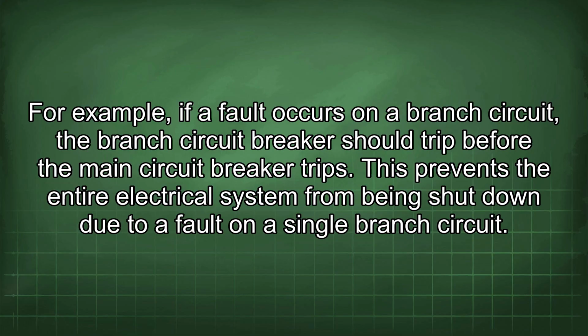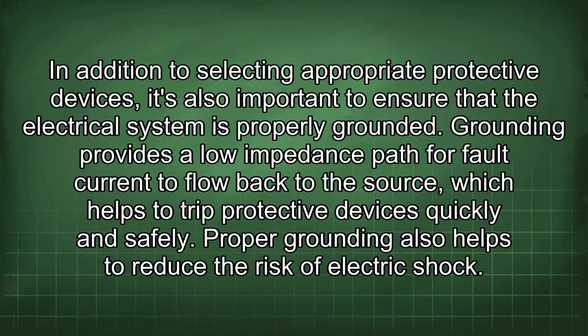This prevents the entire electrical system from being shut down due to a fault on a single branch circuit. In addition to selecting appropriate protective devices, it's also important to ensure that the electrical system is properly grounded. Grounding provides a low impedance path for fault current to flow back to the source, which helps to trip protective devices quickly and safely. Proper grounding also helps to reduce the risk of electric shock.